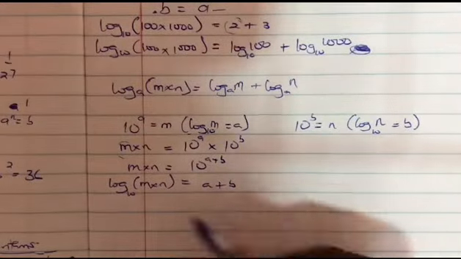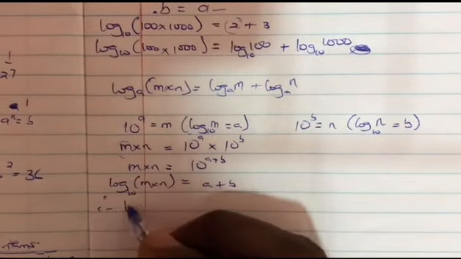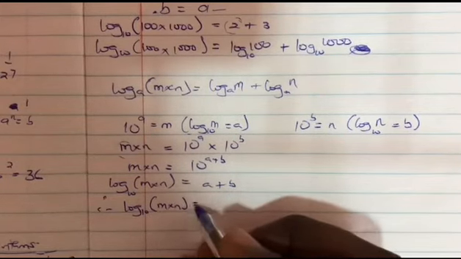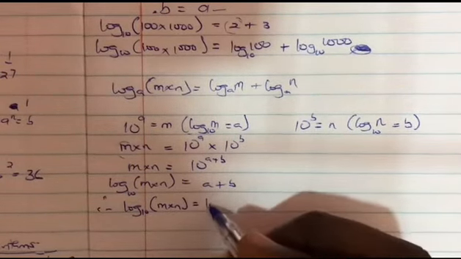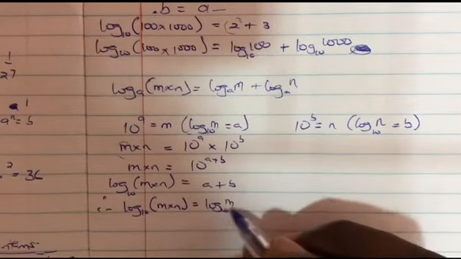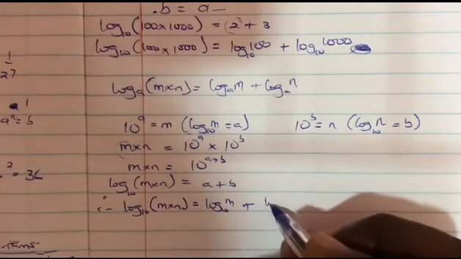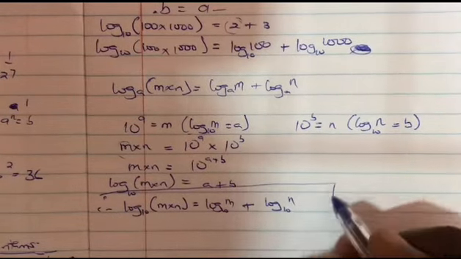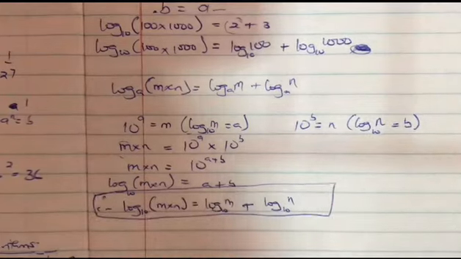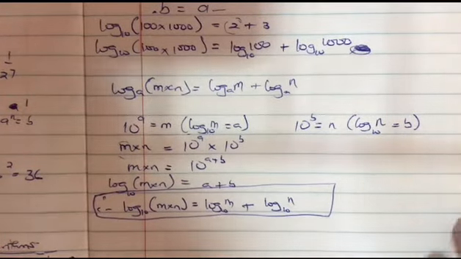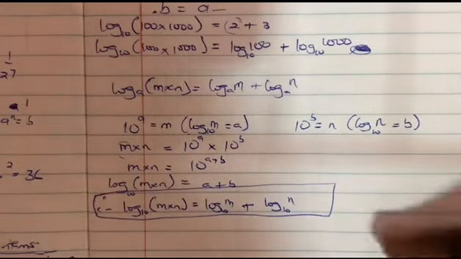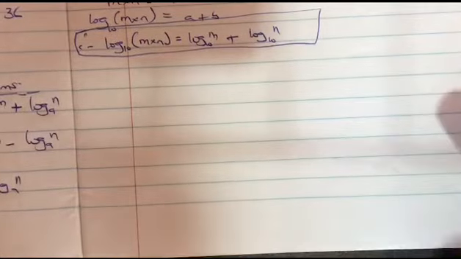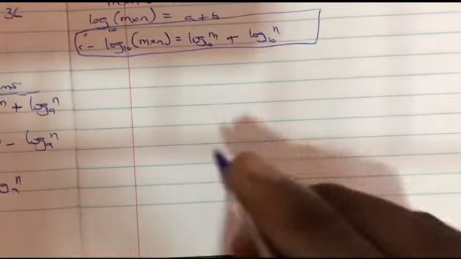A is log m to the base 10 and b is log n to the base 10. So I can just substitute and say that log to the base 10 of m times n is equal to log m to the base 10 plus log n to the base 10. So I've just proved the first rule. It's so important to know how to prove all this. I'm just trying to let you understand, so with the rest I'll just rush through.